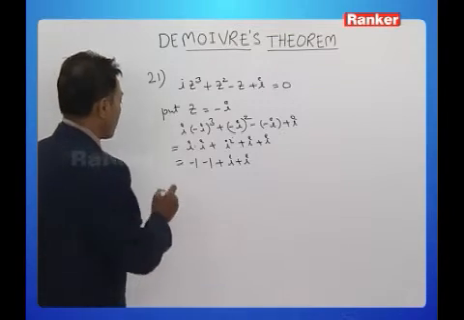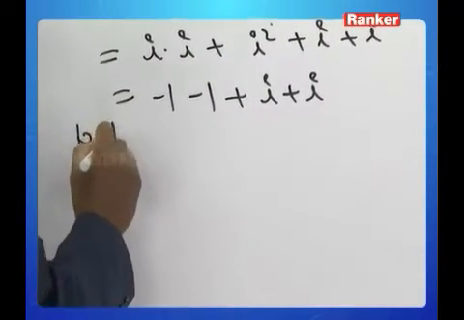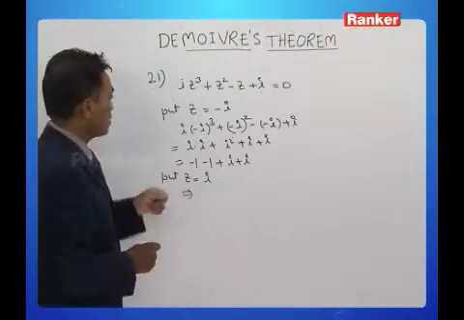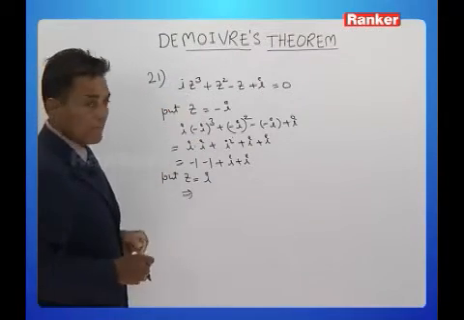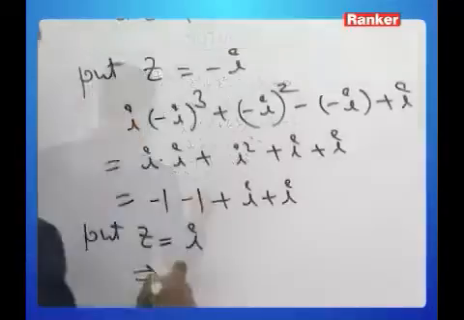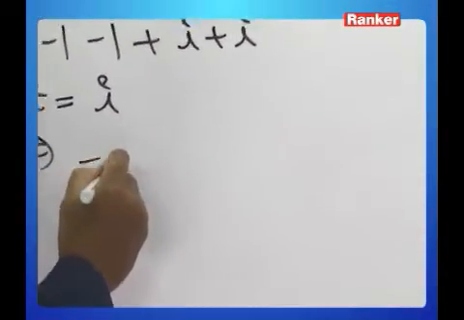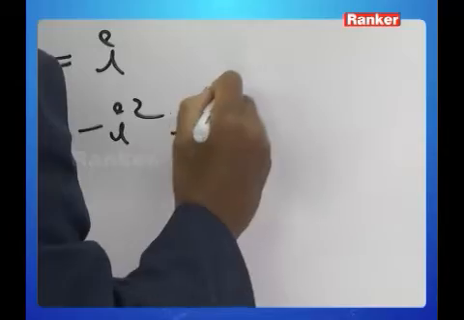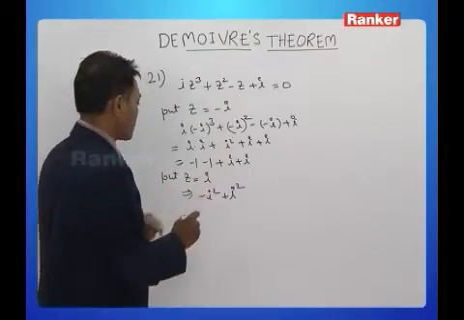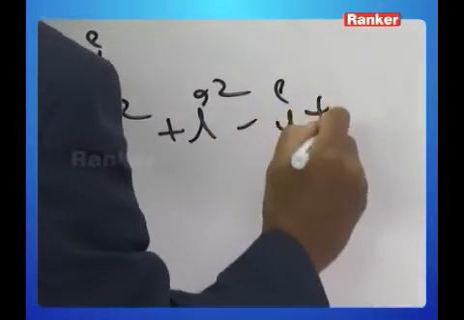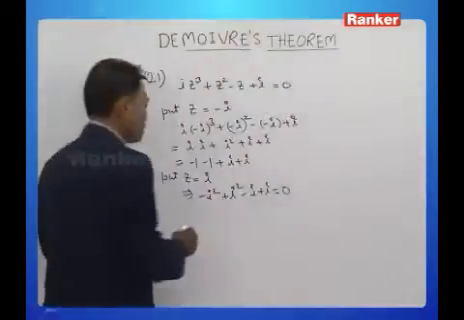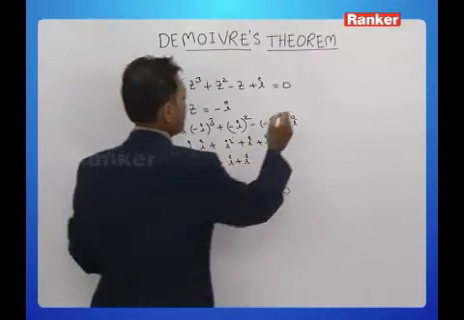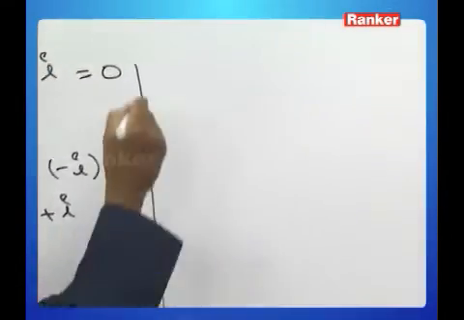So let us go for one more trial value, put z is equal to i. So definitely we will get success now. So i cube minus i into i minus i square, and here i square, and here minus z, so minus i. So we got 0. So it is very clear z is not equal to minus i, but z is equal to i. So this is trial and error method.